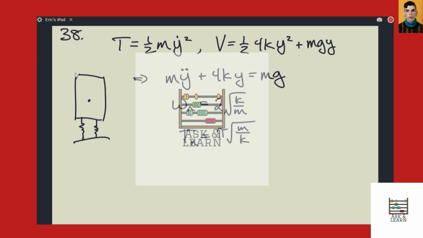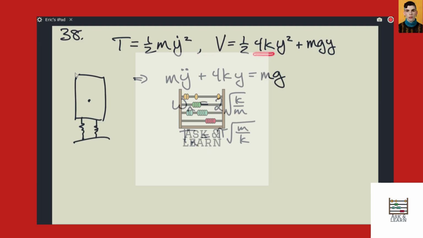If we measure it from when the springs are compressed, then this comes in, and then our solution here would have a constant term that would just be the static deflection. That would just be, y constant would be mg over 4k, the static value. Anyway, that won't change the natural frequency.